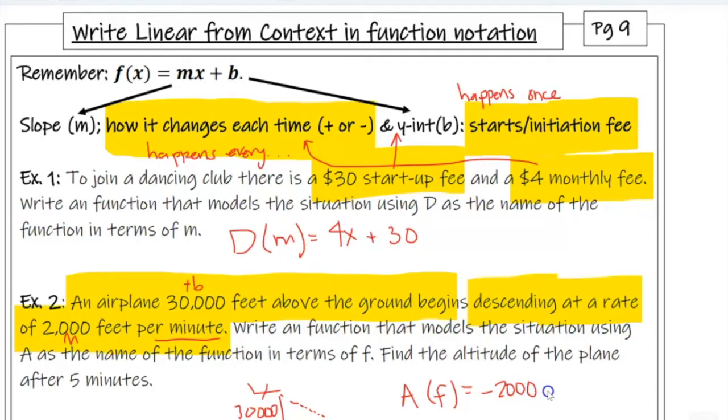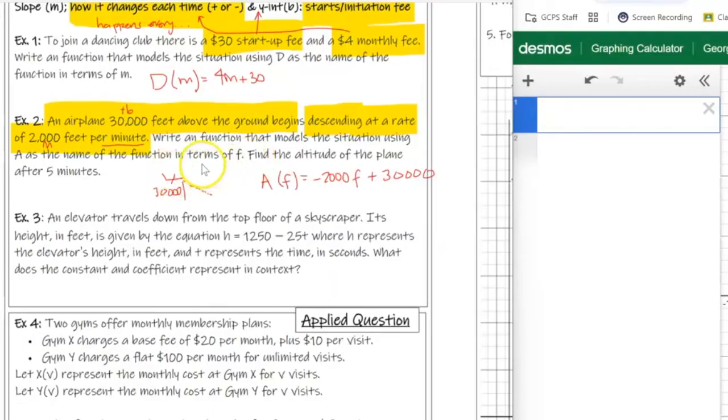And I can't write the letter x here because I need to write it in terms of whatever my function is. So the x value is f in this situation. So it's descending at 2,000 and it starts above ground, so that starts at plus 30,000. Now we've written the function a in terms of f.